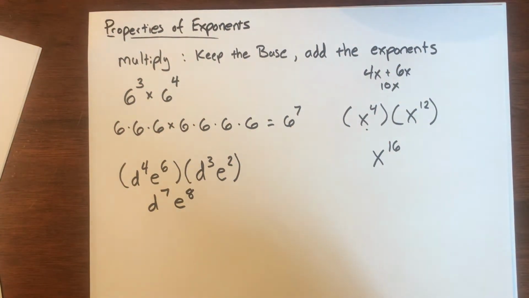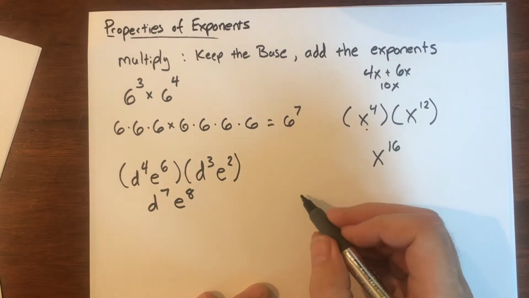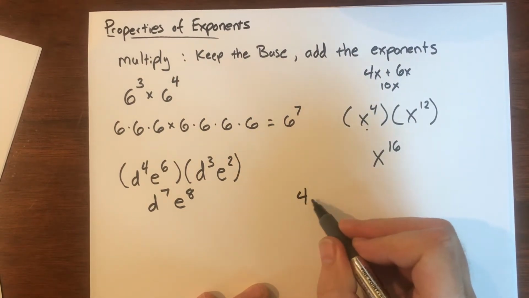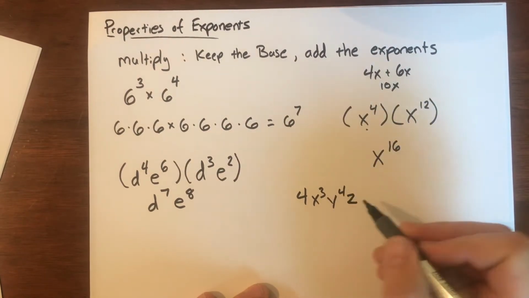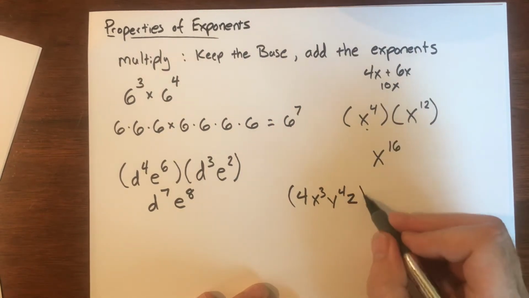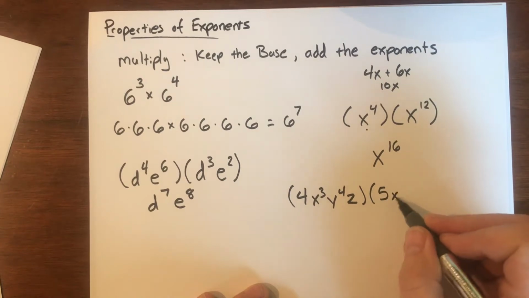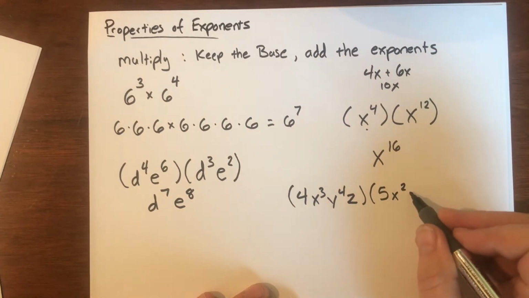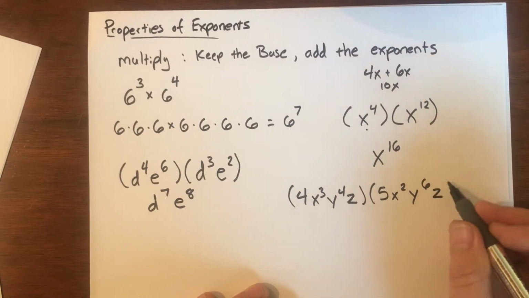Let's add on a slight variation. Let's do 4x to the third, y to the fourth, z to the nothing. We're going to put that in parentheses. Let's do 5x squared, y to the sixth, z to the third.